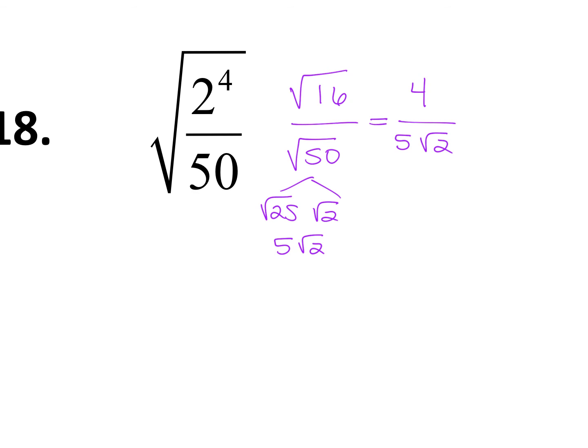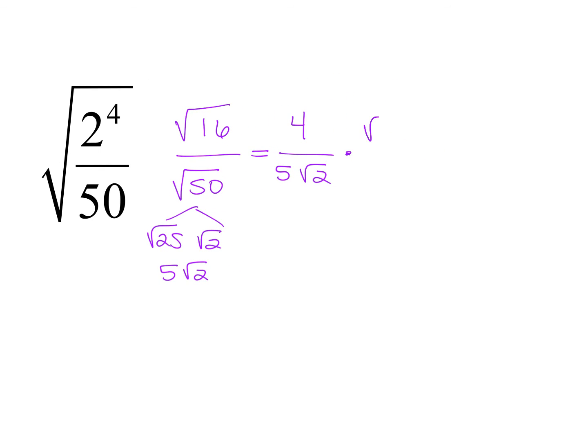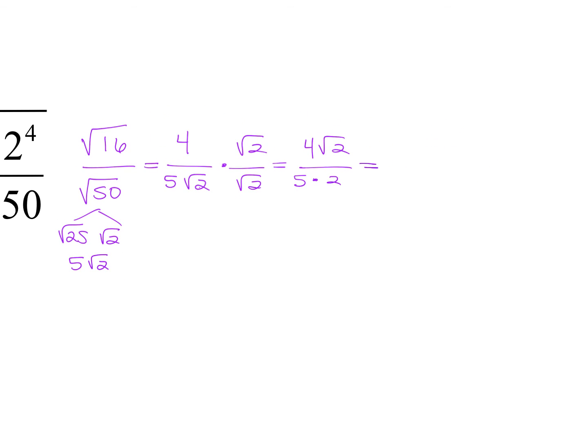How do you get that radical out of the denominator? Yeah, you're going to multiply by rad 2 over rad 2. So if you do that, you have a 4 rad 2 on top. On bottom, you have 5 times rad 4, which is 5 times 2, right? So that's going to be 4 rad 2 over 10, which can be reduced. 4 and 10 will reduce to 2. Oops, 2 rad 2 over 5. Okay, which is your final answer.